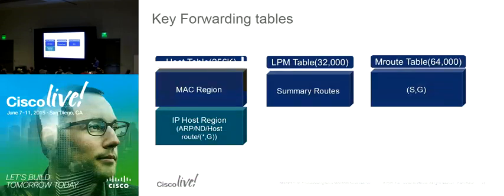The host table as a whole is 256K. By default, it's divided by two, meaning half of it is for MAC addresses and half is for your /32 routes, which is your ARP table or any other /32s. But this is a sliding scale, and we're going to talk about that as well. For layer 3, we have the longest prefix match route table, which is 32,000. And we have 64,000 for multicast, which we're going to talk about in the multicast section. For this section, we're going to focus more on the host table.